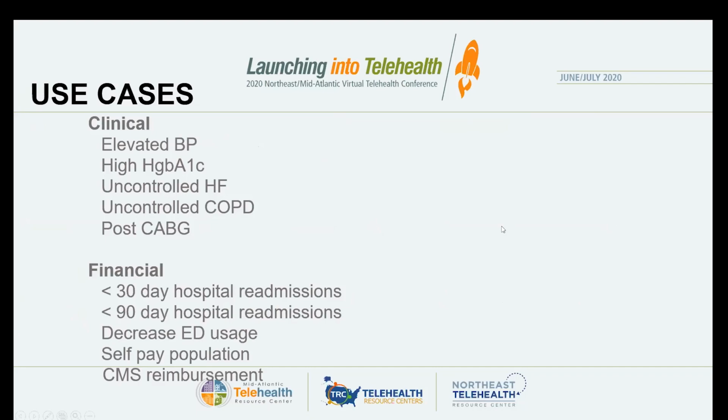So use cases. Use cases can be looked at from a clinical or a financial perspective. If it's solely a clinical perspective, then you would look at things such as patients with hypertension, patients with high hemoglobin A1C levels, uncontrolled diabetics, uncontrolled heart failure, uncontrolled COPD, patients that are post-CABG. The other patient population I would put up there are patients with cancer who are going through chemotherapy, whose regimens may affect their weight as well as their glucose readings, even if they're not a diabetic.